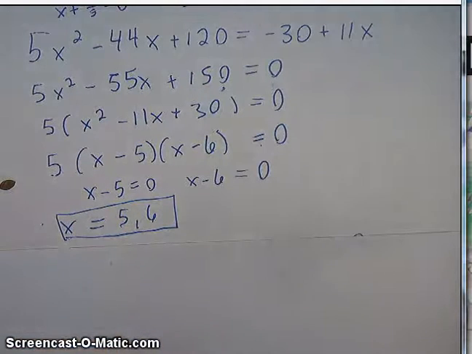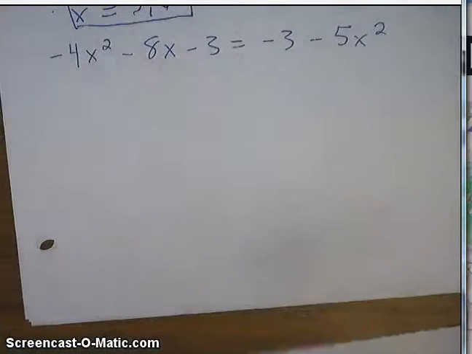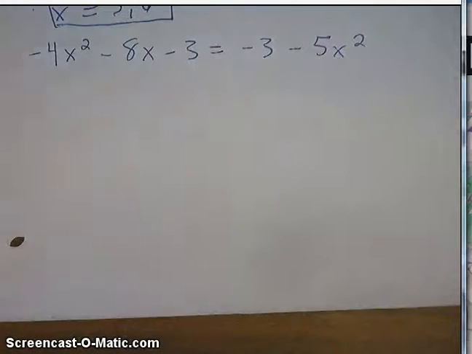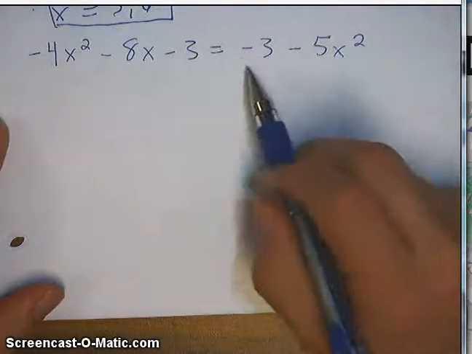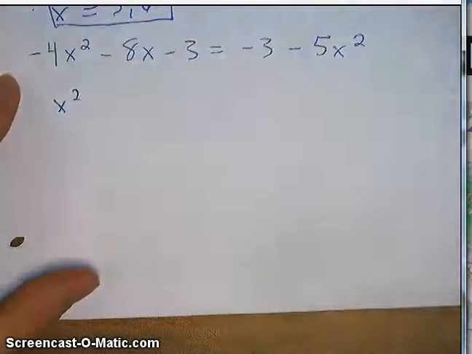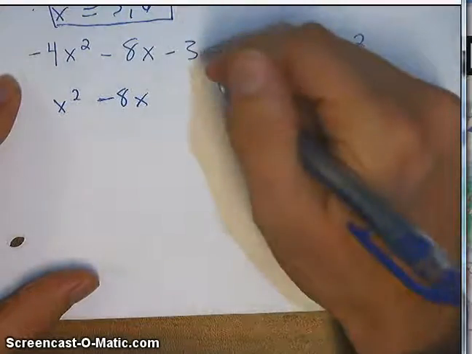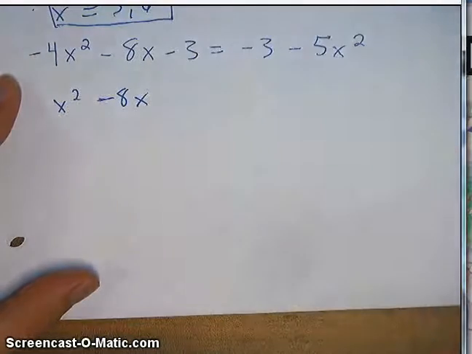All right, so let's look at another one now. It looks like it might be challenging, so let's talk our way through it. Again, we need to have a 0 on one side in order to solve it. So I'm going to add the 3 and I'm going to add the 5x squared. When I add 5x squared over there, it's going to give me positive x squared minus 8x plus 3 is 0.